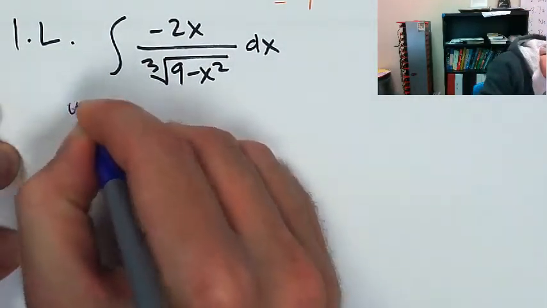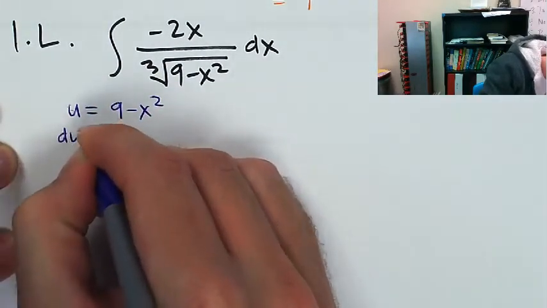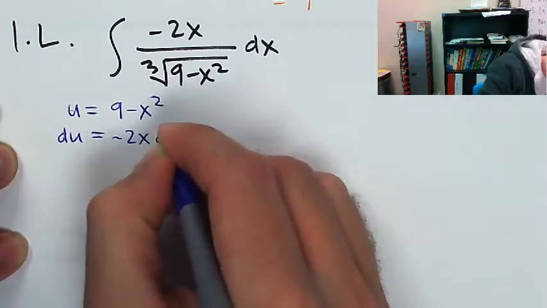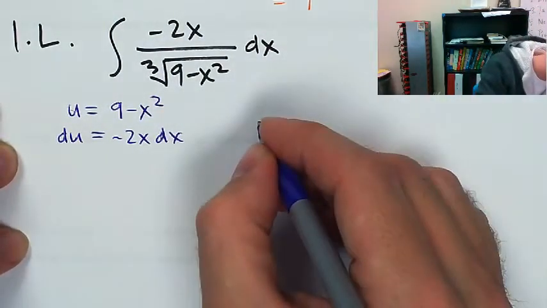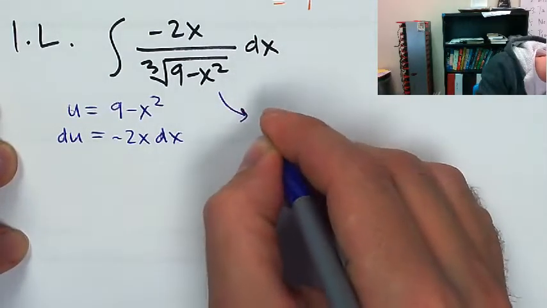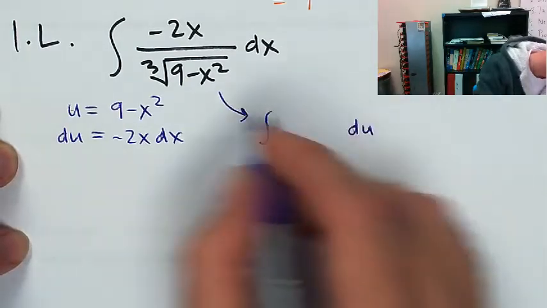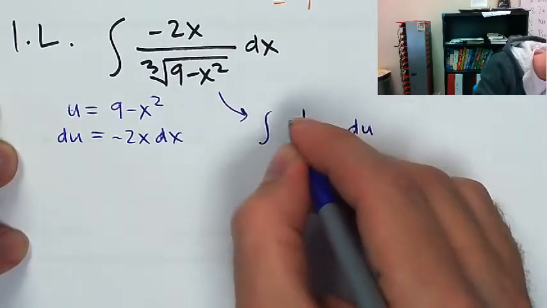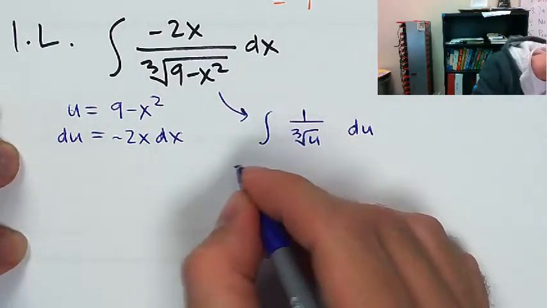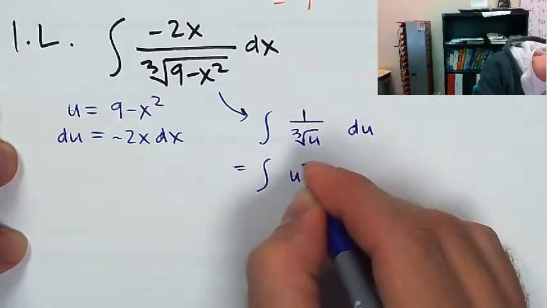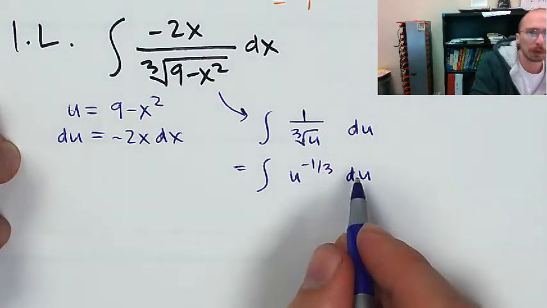So I'm going to let u equal 9 minus x squared, so that du is negative 2x dx, which happens to be exactly what I have. So this integral becomes the antiderivative, negative 2x dx becomes du, and I have 1 over the cubed root of u. And we know how to deal with this. We're going to write it as a power of u. And we can anti-differentiate u to the negative 1/3 with respect to u.